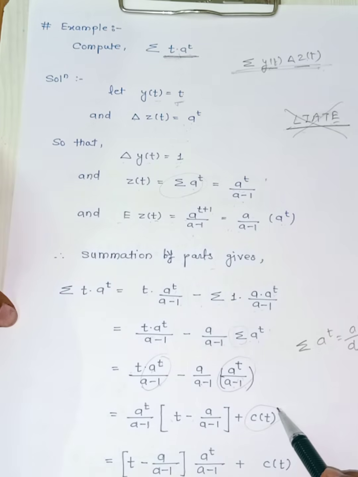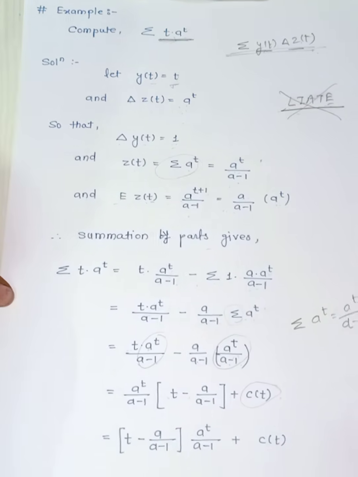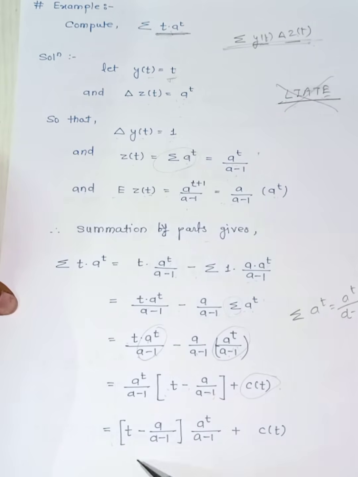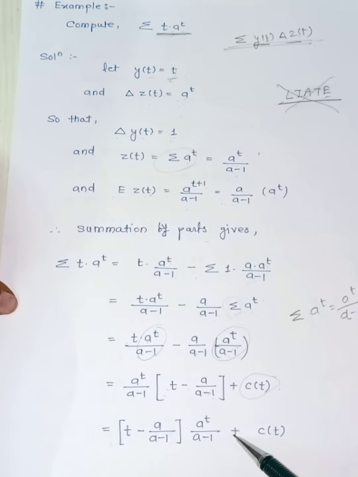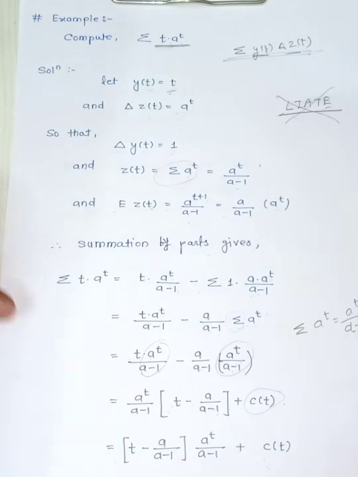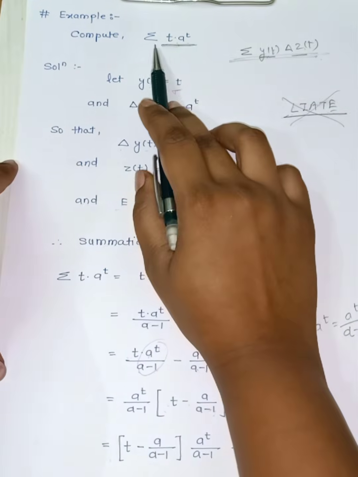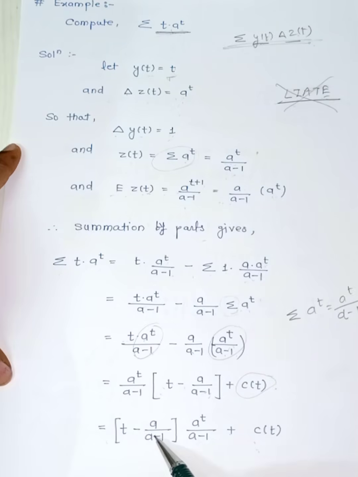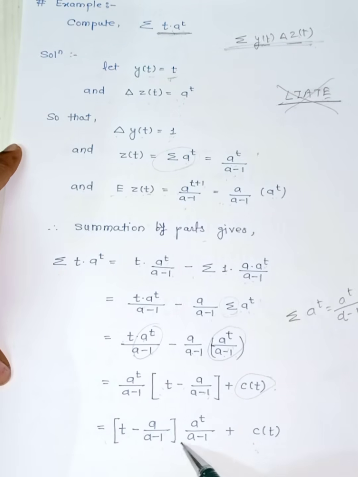Okay, c of t is the constant term. Therefore that is equals to this bracket, first t minus a upon a minus 1, into a to the power t upon a minus 1, plus c of t, and this is the required answer. So summation of t into a to the power t is equals to t minus a upon a minus 1 into a to the power t upon a minus 1 plus c of t.